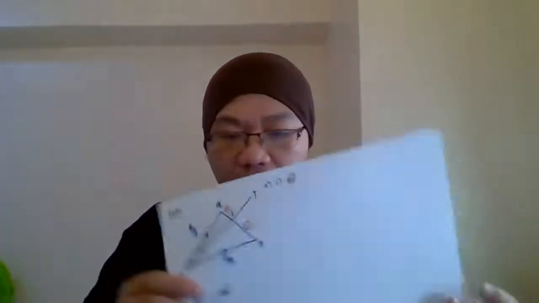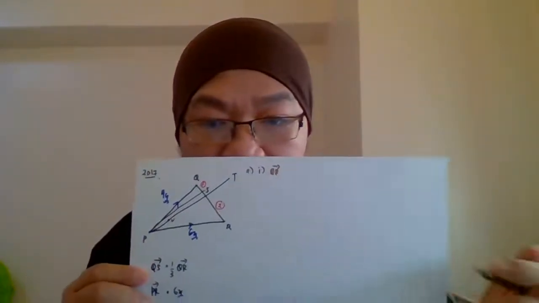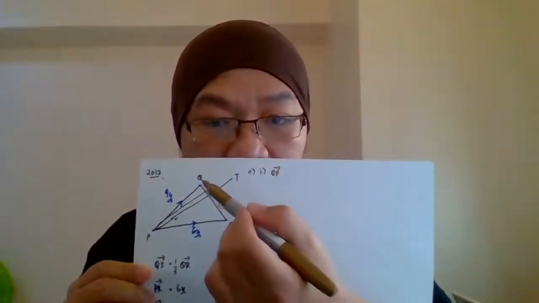Alright, now we solve the problem. Look at the first question. Find the QR. That is the first question. Soalan A.1, QR. Okay, guys, look here. We want to find the QR, right? QR, Q going to R.